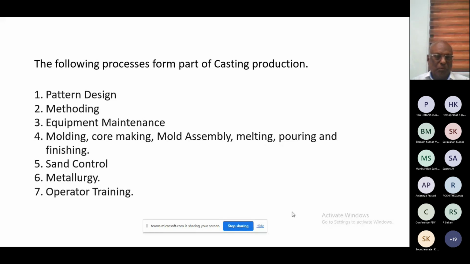Then comes the production side: the process of molding, core making, mold assembly, melting, pouring, and finishing. Sand control, metallurgy. The operators are to be trained. They should be trained, and their training should be upgraded based upon the latest developments and on new equipment and new processes introduced in the particular foundry.